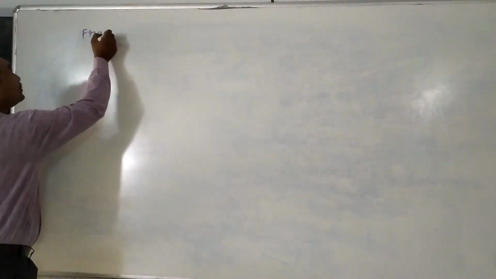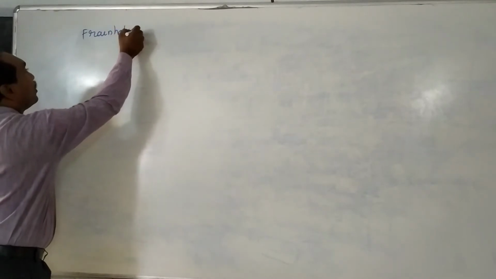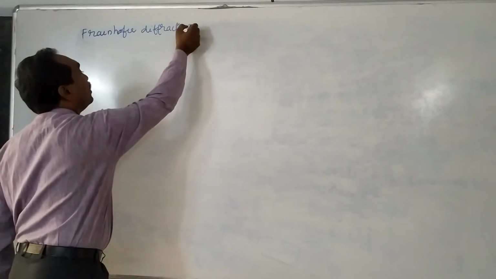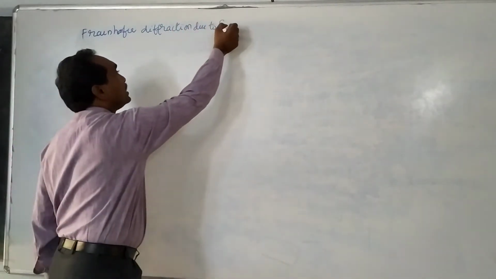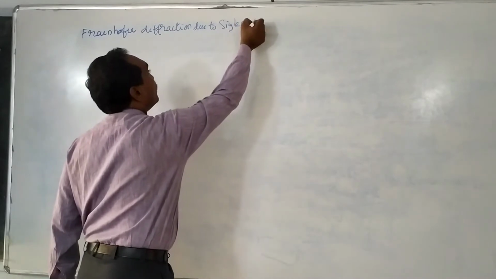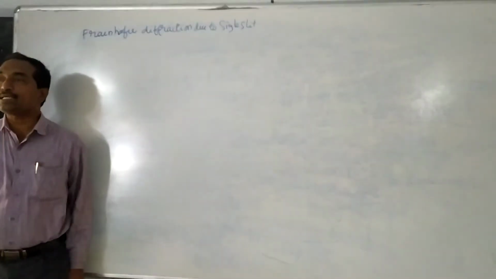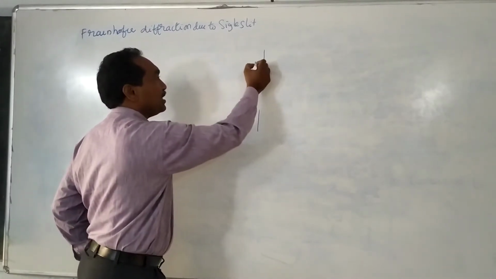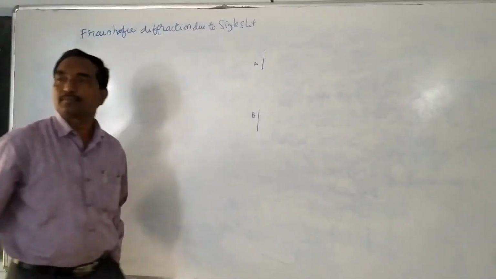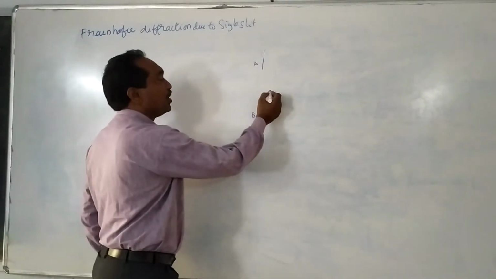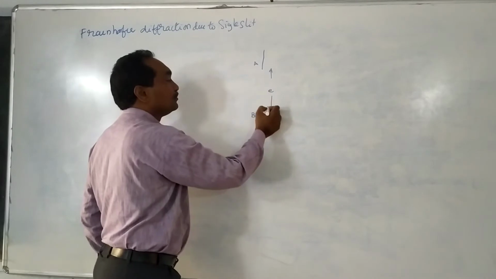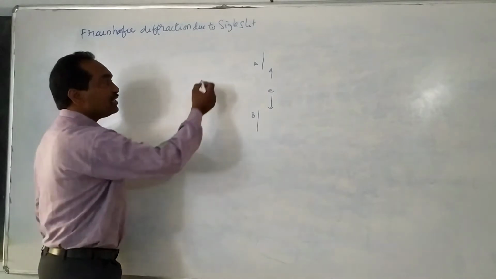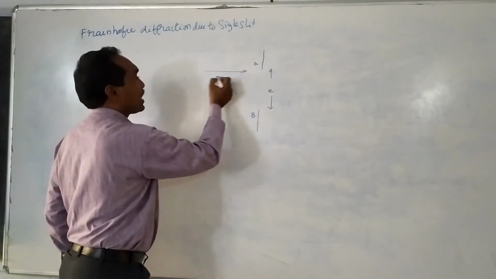Fraunhofer diffraction due to single slit. So a single slit is nothing but there is only one slit, that may be taken as AB, whose width is taken as small e. So this is Fraunhofer diffraction. So the wavefront is a plane wavefront, so the rays are parallel.